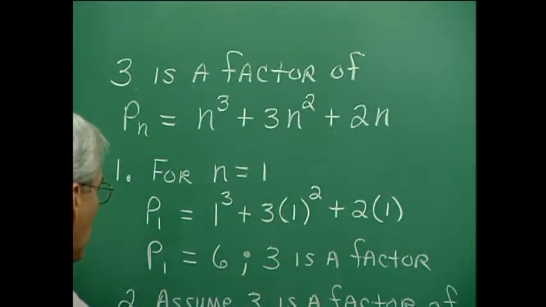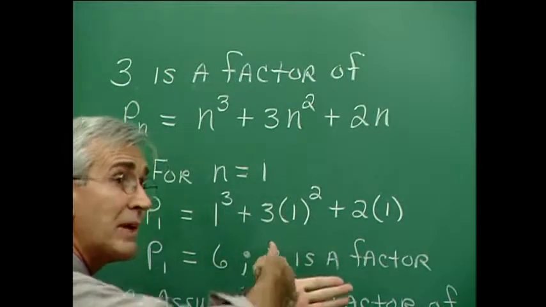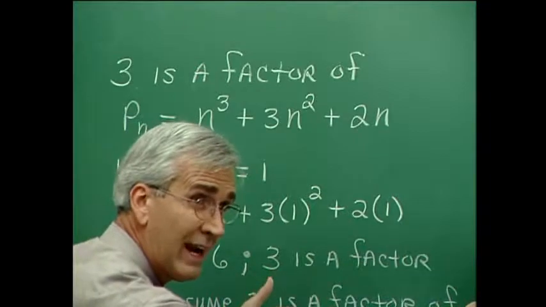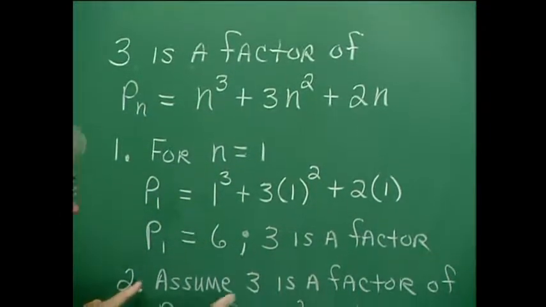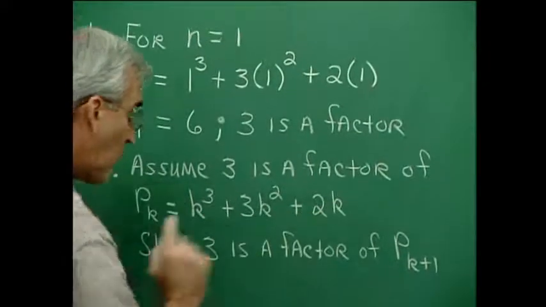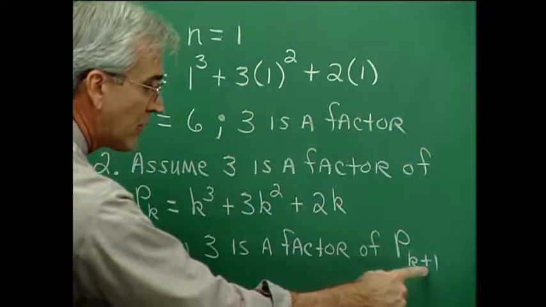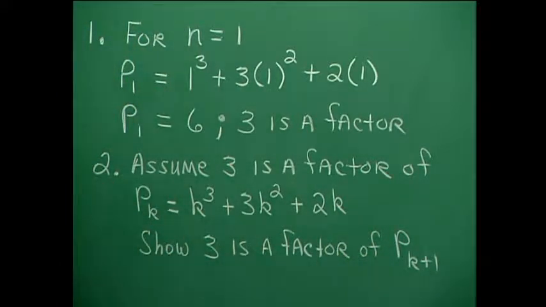Now we have to show that the assumed truth of the kth item implies the truth of the k plus 1th item. That is, we assume that 3 is a factor of p sub k, which has this form. And we want to show that 3 is a factor of p sub k plus 1. All right, we begin this way.